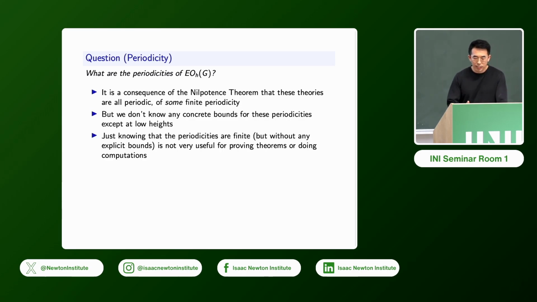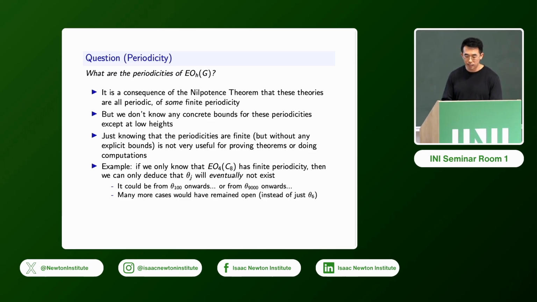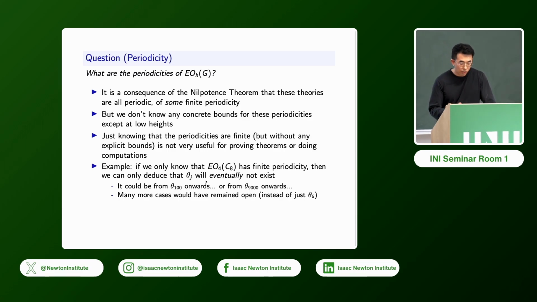So now the problem is that if I just know these periodicities are finite, but I don't have any explicit bounds, well, this is not very useful for proving theorems or for doing computations. So here's an example. Let's say we're trying to prove the Kervaire invariant problem by using E_4 C_8. We know it detects the theta j's, and we know it's periodic. But we only know it has finite periodicity, and we don't know the exact number. Then the only thing we can deduce is that theta j will eventually not exist. But we don't know exactly where it happens. It could be from theta 100 onwards, or it could be over 9,000, like from theta 9,000 onwards. But we don't know exactly where it happens. And many more cases would have remained open if we didn't know the exact periodicity, instead of just theta 6.